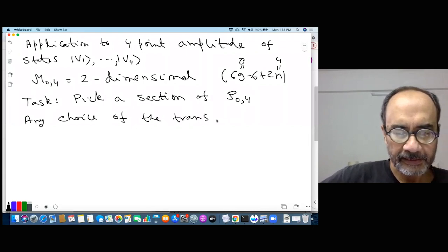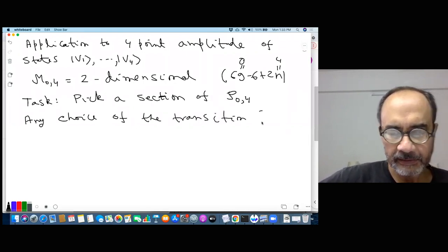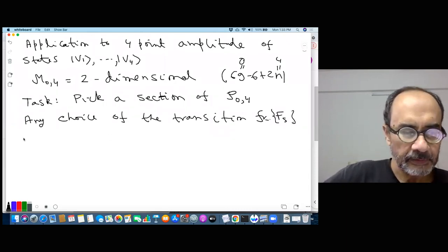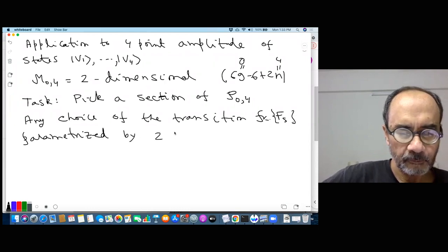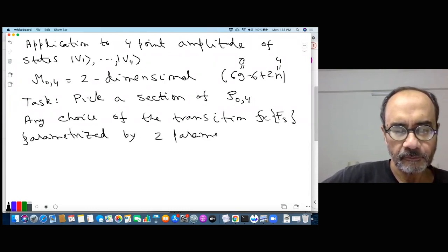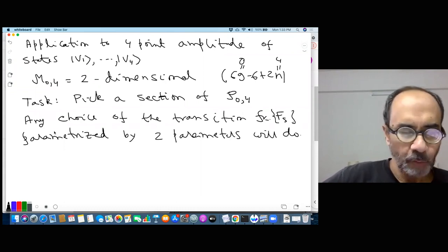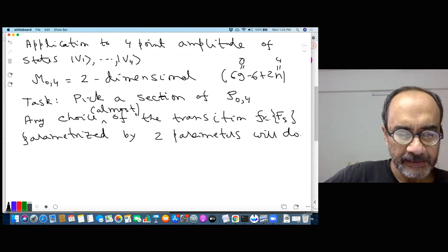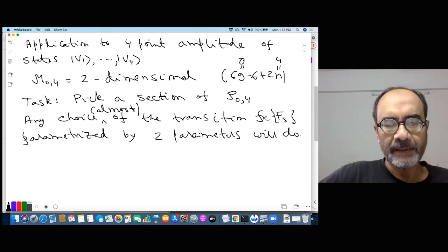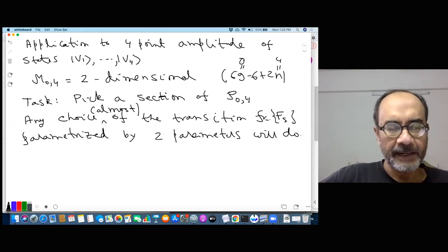I'll again remind you what these were. Transition functions Fs parameterized by 2 parameters. By 2 parameters will do. I should say almost any choice. Maybe almost. Because if you are unlucky, then you may parameterize by a parameters which can be removed by change of coordinates. But generically this will not happen.